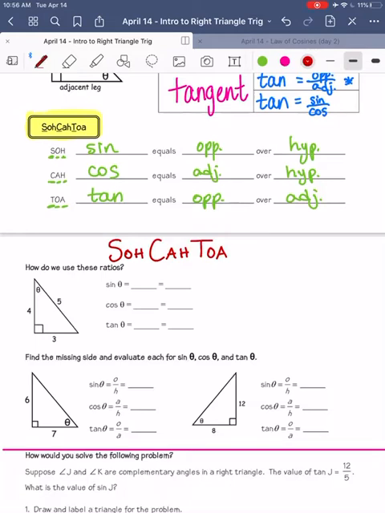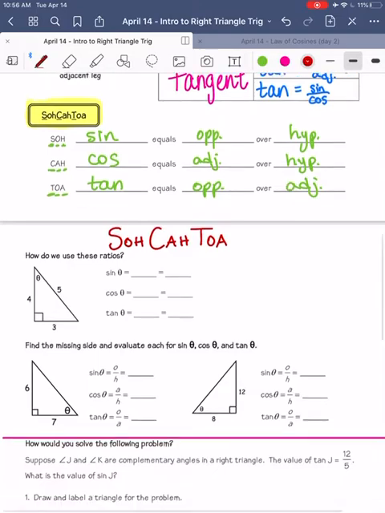Okay, so SOHCAHTOA. I would like you to write that down on every single page for the next several weeks, or however long we do this. So it's going to be very important.